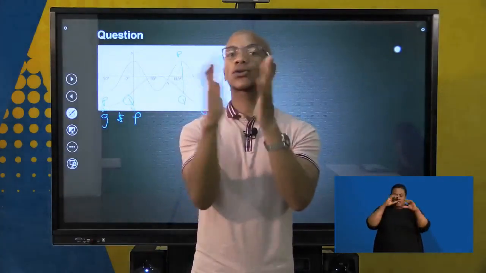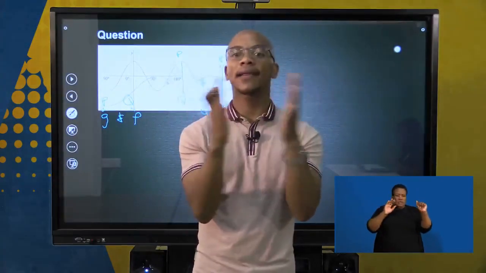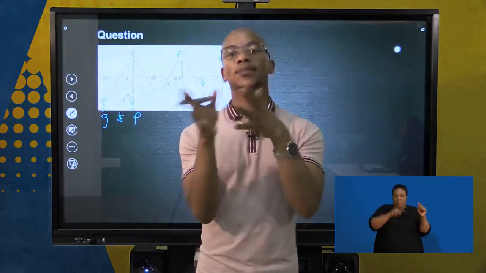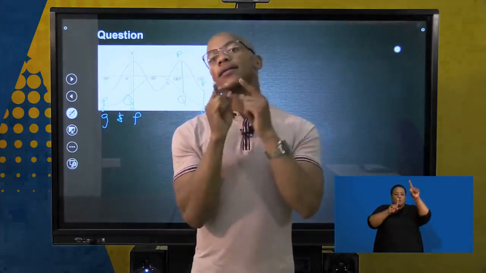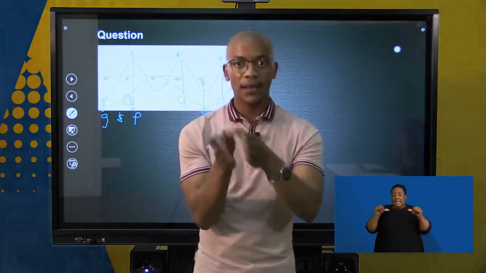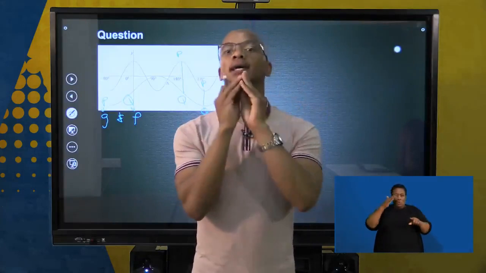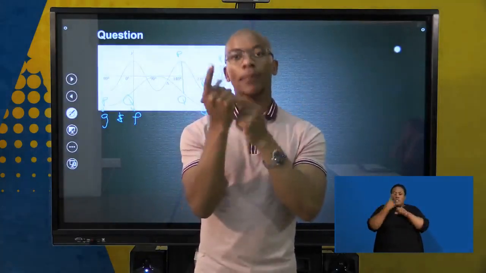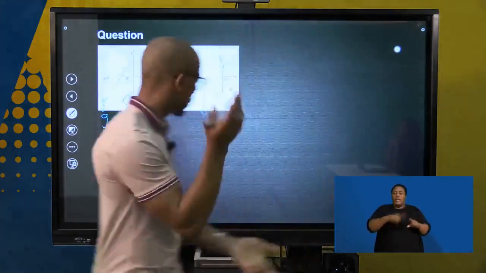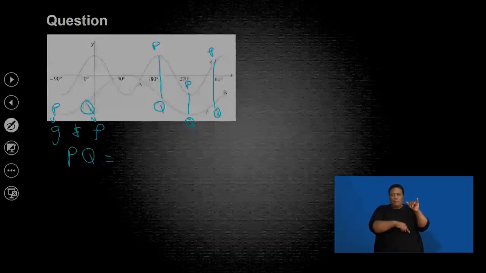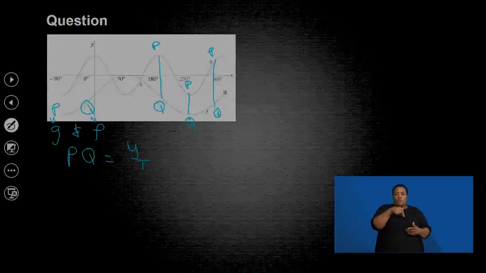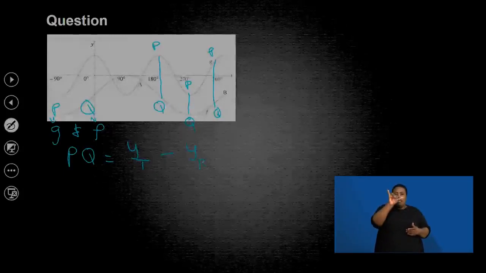So you can try and draw any line there as long as it is parallel to the y-axis. Now, they want the length. The length we know, a vertical length parallel to the y-axis is always the y at the top minus the y at the bottom. So let's have a look at that. I will say my PQ is actually y at the top minus y at the bottom.